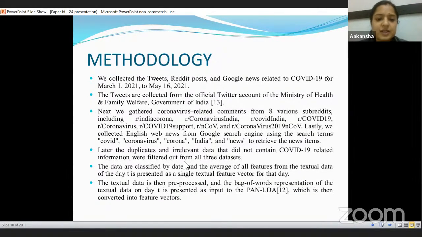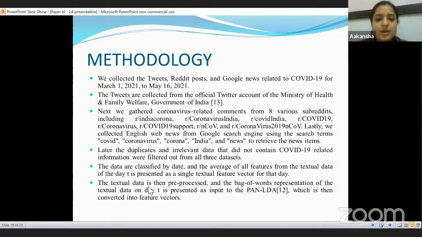Later, we pre-processed the data and removed the duplicates and the irrelevant data that do not contain COVID-19 related information from all three data sets. And we classified all the textual data by date and then averaged all the features from the textual data according to the date. That is presented as a single textual feature vector for a particular day.